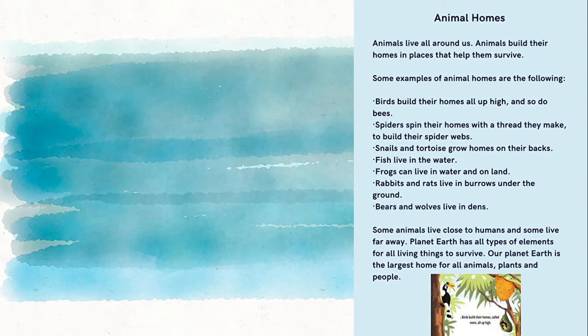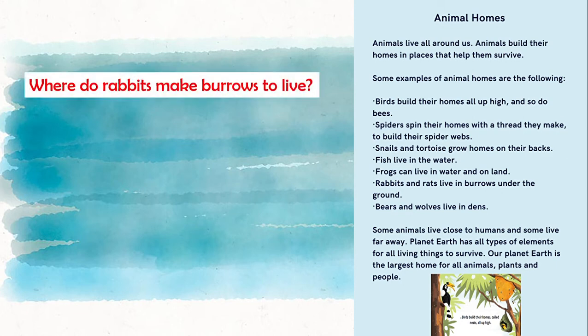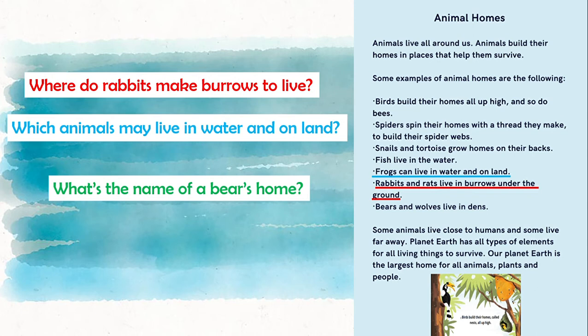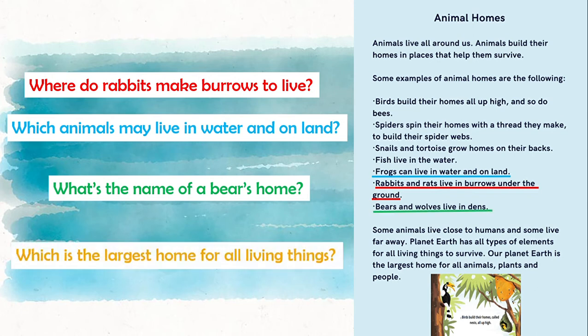Here are some questions. Where do rabbits make burrows to live? Here it says, rabbits and rats live in burrows, under the ground. Which animals may live in water, and on land? Frogs can live in water, and on land. What's the name of a bear's home? Bears and wolves live in dens. Which is the largest home for all living things? Our planet Earth is the largest home, for all animals, plants and people.